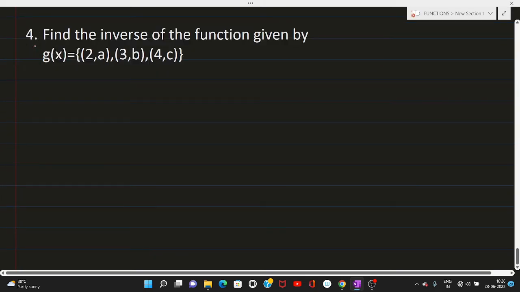Question number 4. Find the inverse of the function given by g(x) is equal to (2, a), (3, b) and (4, c). As we know, the inverse of g(x) is written as g inverse x. So we need to calculate g inverse x. And we know the inverse of any function is obtained by interchanging domain and range.